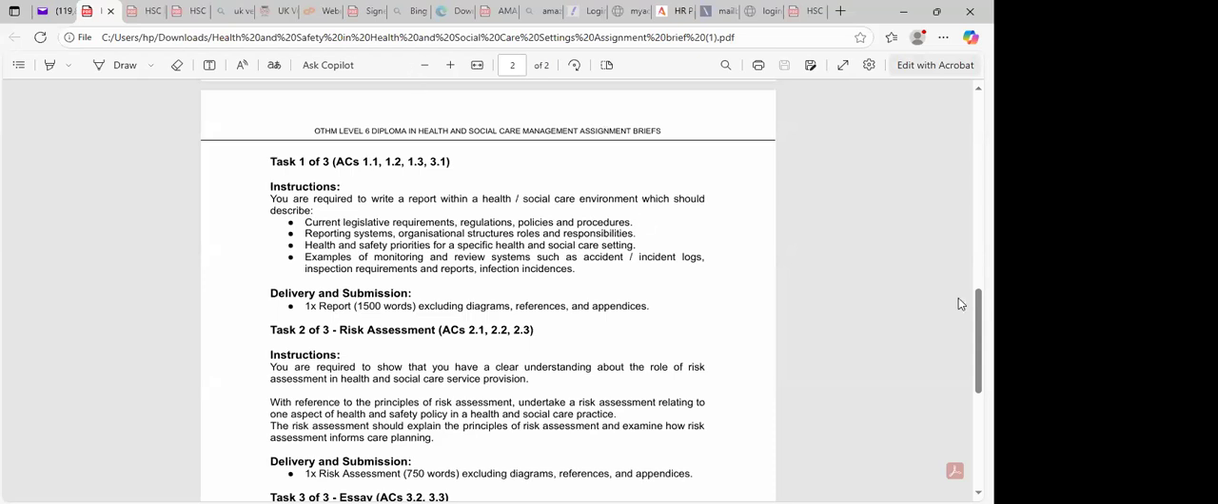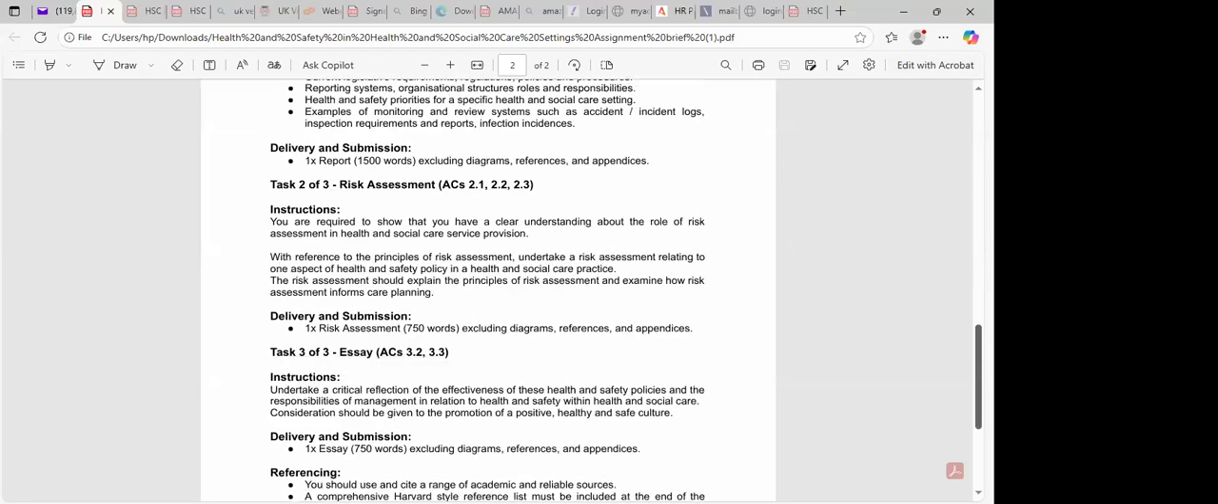Today we are doing tutorials, isn't it? Task 2, risk assessment. You've had that lecture, haven't you? We have a risk assessment. You want me to read the instructions out? Yes, you can. You are required to show that you have a clear understanding about the principles of risk assessment in health and social care services provision. So, within the reference of the principle of risk assessment, undertake a risk assessment relating to one aspect of health and safety policy in health and social care practice. A risk assessment should explain the principle of risk assessment and examine how risk assessment informs care planning.